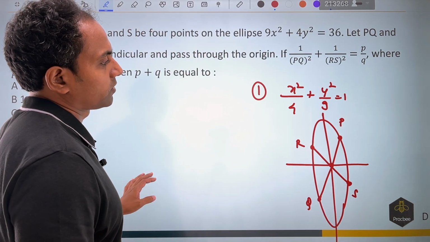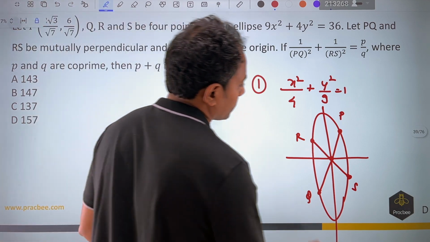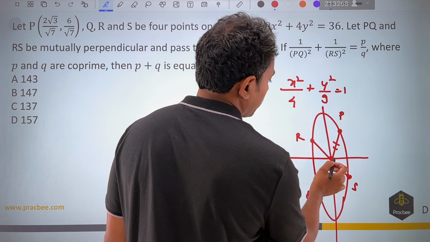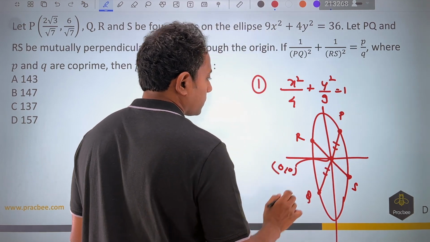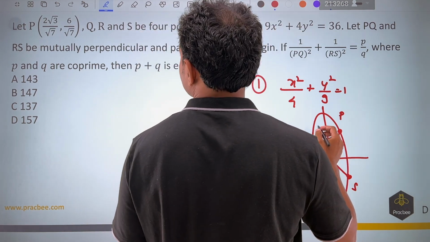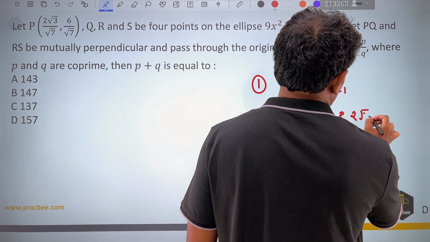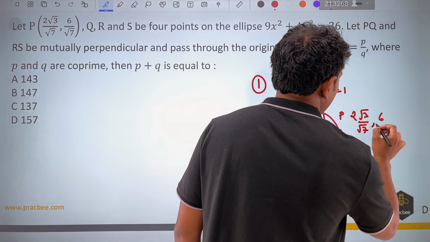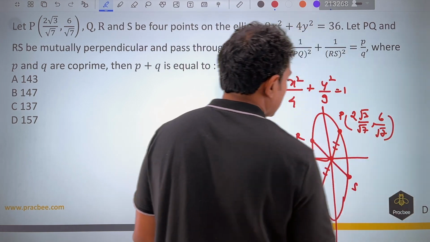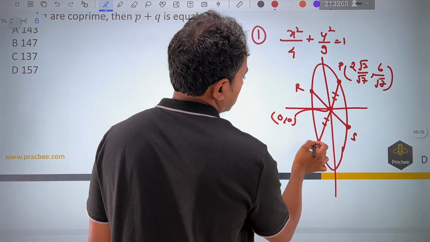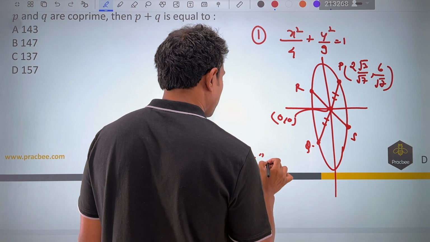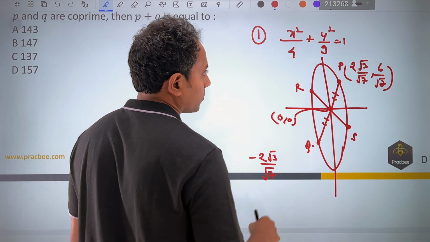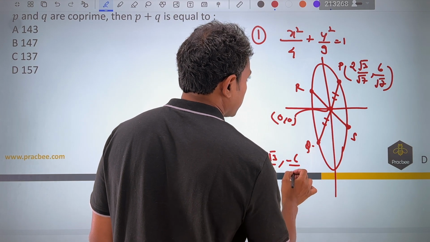Now, in order to do this question, it will be a very important thing to observe that when a chord passes through the center, it will get bisected. And since the center is 0, 0, if I consider this point that is given to me as 2 root 3 by root 7, 6 by root 7, you can see that the diametrically opposite point, this point Q, will come out to be minus 2 root 3 by root 7, minus 6 by root 7, because the midpoint of that should be the origin. This is the reason we are getting the same thing but with an opposite sign.